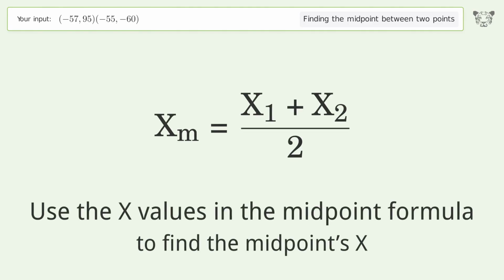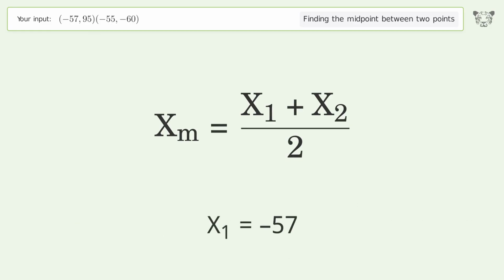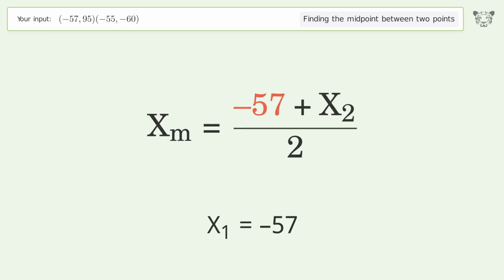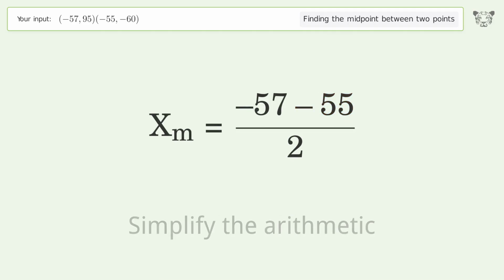Use the x values in the midpoint formula to find the midpoint's x. x1 equals negative 57. x2 equals negative 55. Simplify the arithmetic.